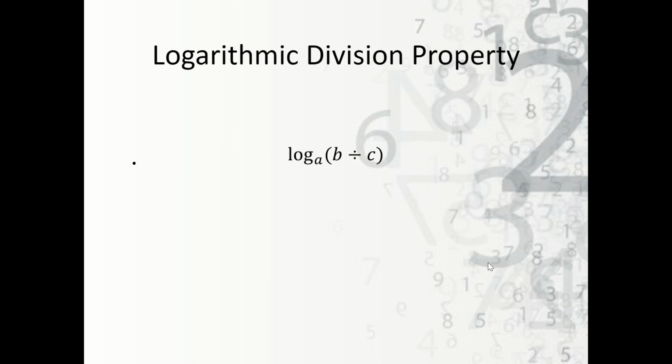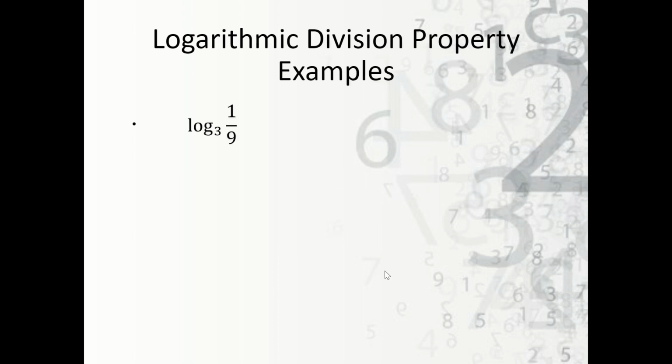Now, the division property. We could also write these as division. This especially works well if our part here is a fraction. So we have log base a of b divided by c, and when we rewrite that, we can say that's also equal to log base a of b minus log base a of c. Let's take a look at how this works. So we have log base 3 of 1/9. If we remember back to what we did earlier, we should see that this is -2. That should be our answer.